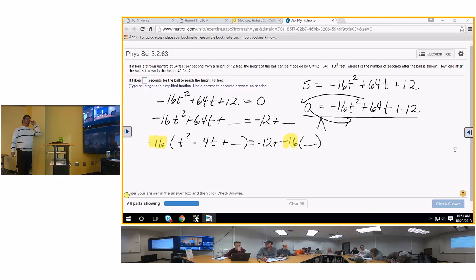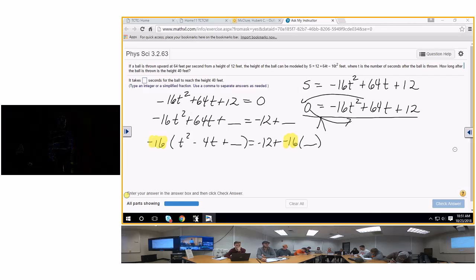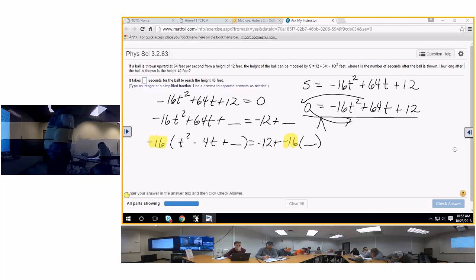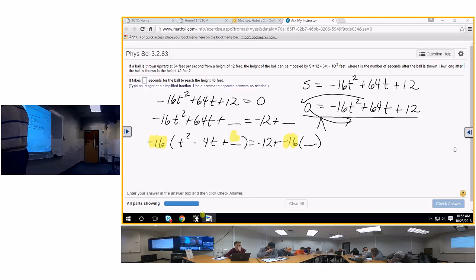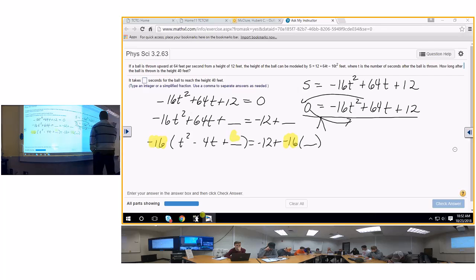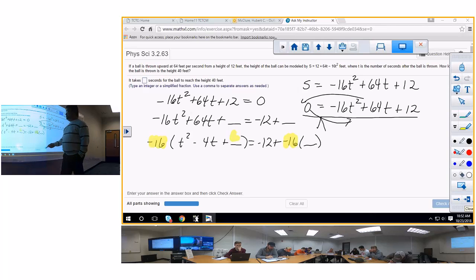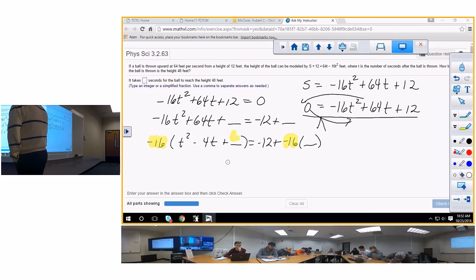Do you need a calculator on this? No. Because 4 divided by 2 is what? And 2 squared is what? And if you're having to use a calculator to do that, then we have a drooling problem. Okay? 4 divided by 2 is 2. 2 squared is 4.